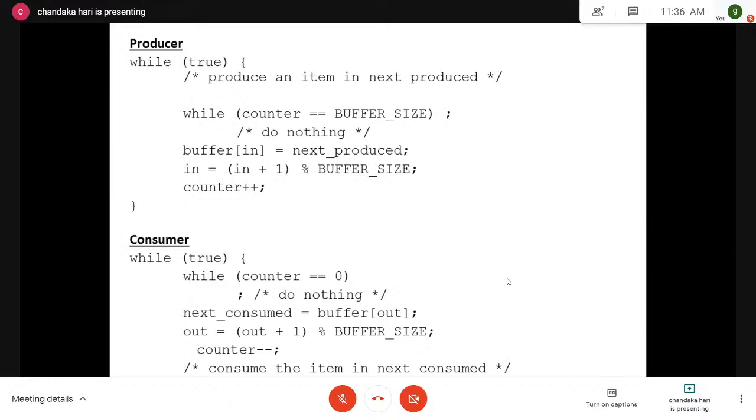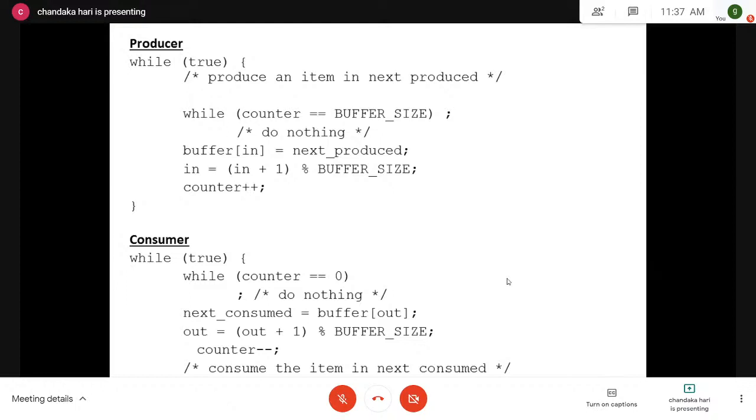While the counter is equal to the buffer size, that indicates the buffer is already full. You are not allowed to produce any item onto the buffer, because the buffer is already full. In case the counter is not equal to the buffer size, you are allowed to produce the item into in. Here, in is a pointer pointing to where an item is placed, and out is a pointer pointing to where an item is removed from the buffer. So in = (in + 1) % buffer size. Why the modulus symbol? Because it is a circular queue, so after the last element has been filled, you need to come back to the first one. After placing one item, the counter value is incremented.